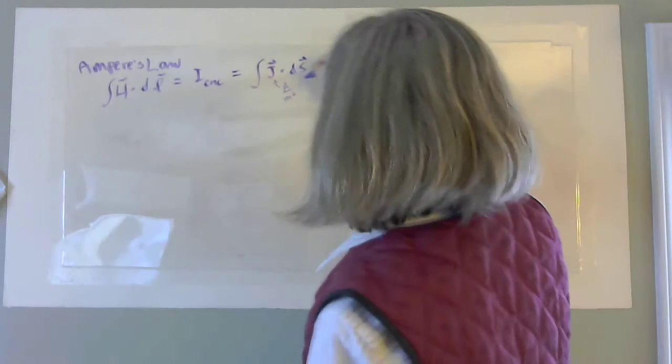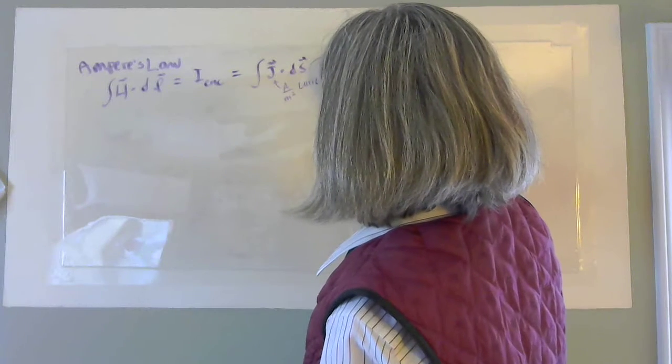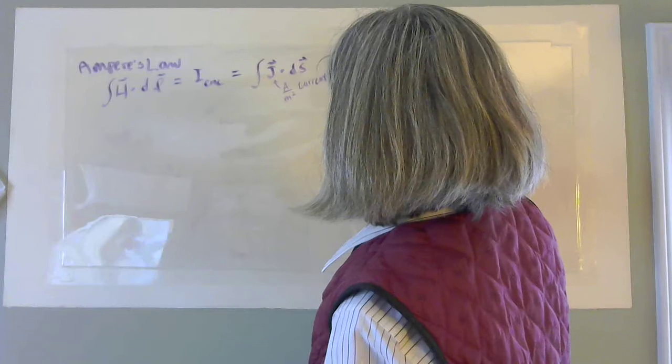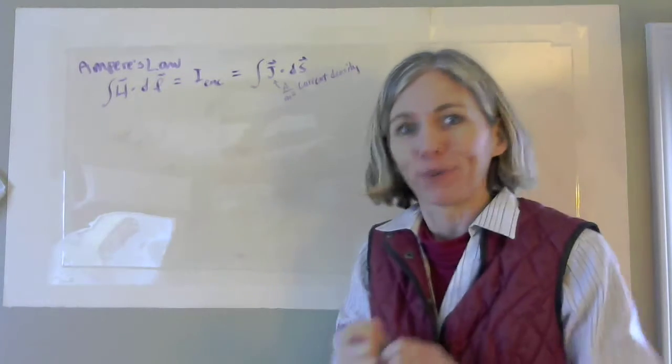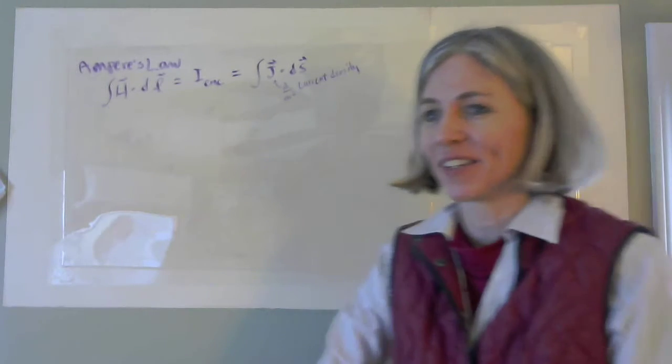Okay, current density describes how much current is flowing through a particular point. A nice red marker on there, easier to see.